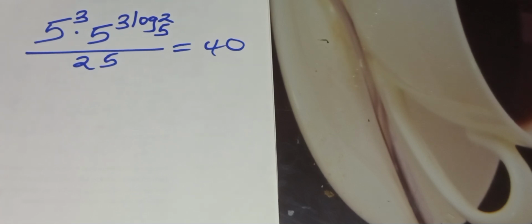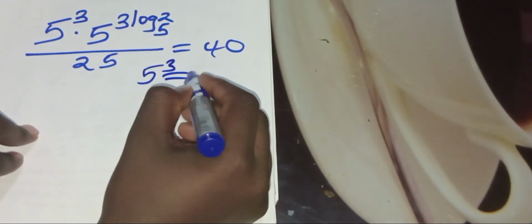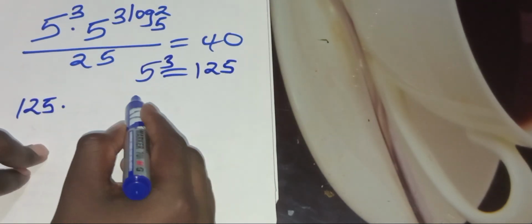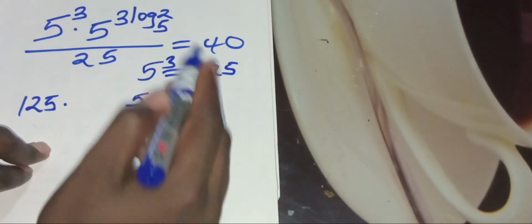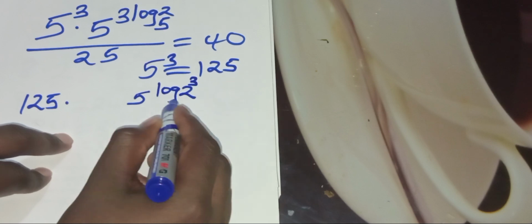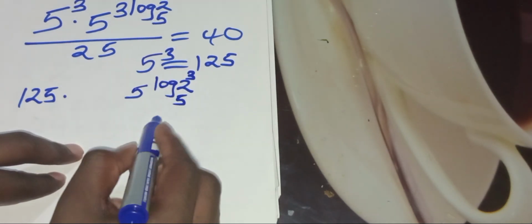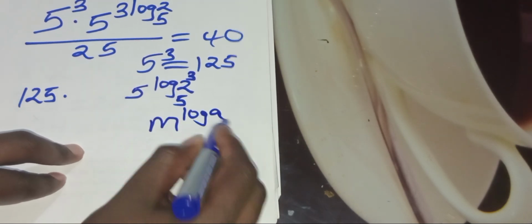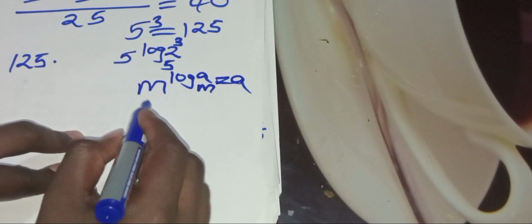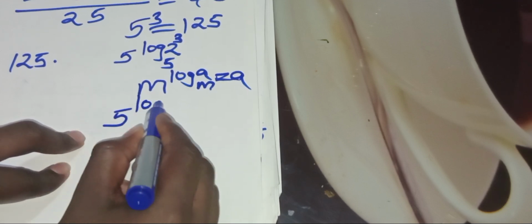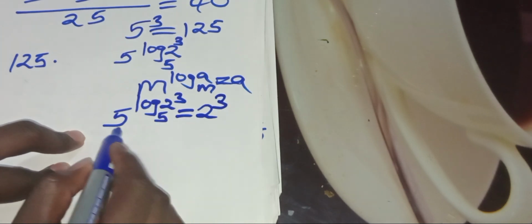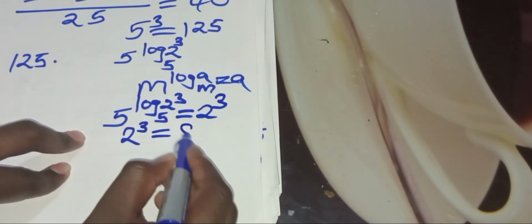Now as you can see, 5 to power 3, this is the same thing as 125. All right, so we'll have 125 multiplied by, now 5 to power 3 log 2 to base 5. This can be expressed as log 2 to power 3 to base 5. Okay, and this is actually in the form of m to power log a to base m, which is basically equal to a. Now from what we have here, we find that 5 to power log 2 to power 3 to base 5, this is the same thing as 2 to power 3. And you find that 2 to power 3, this is equal to 8.